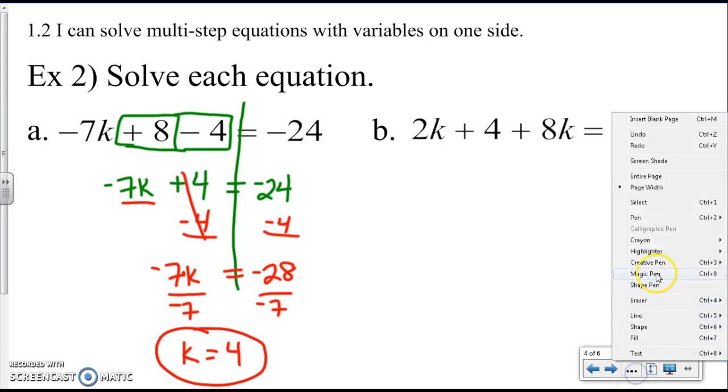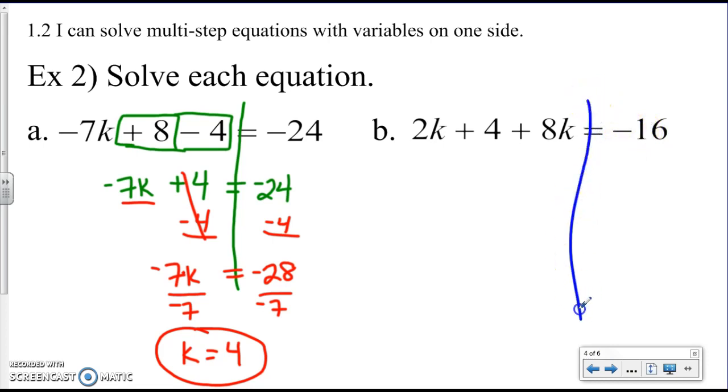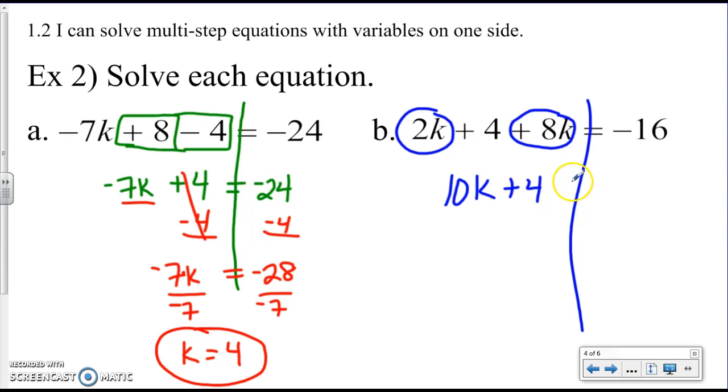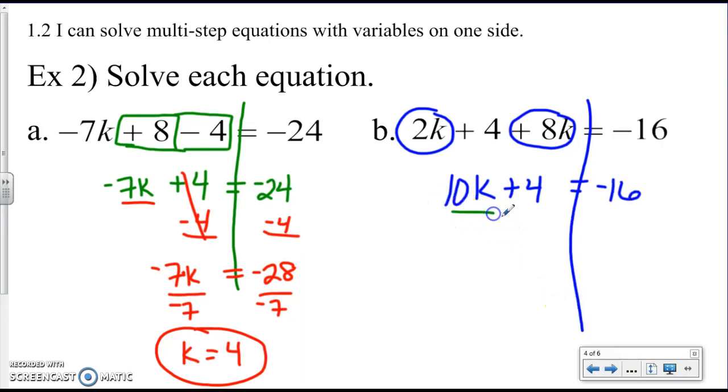Let's go ahead and do one more. Okay, I'm going to draw my line in here. Okay, on the left side, we're going to go ahead and combine like terms. This time I have 2k plus 4 plus 8k. 2k plus 8k is 10k. My +4 is just going to come down. I couldn't do anything with that since they're not like terms. Step 3 says to combine like terms on the right side, but I'm just going to bring that down because I can't do anything there. And then we need to go ahead and cancel to get the k alone.